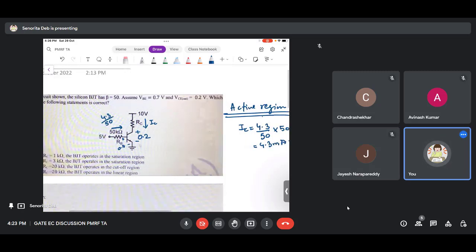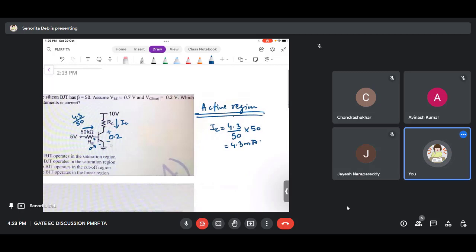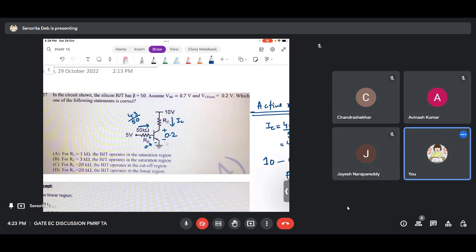I have found from active region IC equals to 4.3 milliamperes is flowing. And in the options already there are certain values given. So let us try with 1K. So if I use 1K, then 10 minus 4.3, and that makes how much? 5.7, right? So that gives you 5.7 volts as VCE, right? So if 5.7 volts is VCE, then my transistor is in active region. So the first option, which is for RC equals to 1K, BJT is in saturation, is wrong, because we have just seen for RC equals to 1K, BJT is in active region.